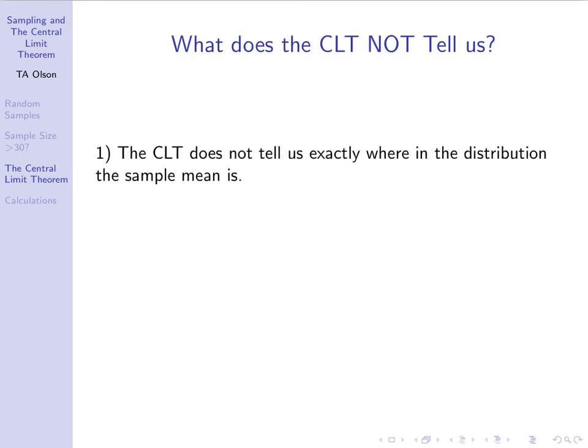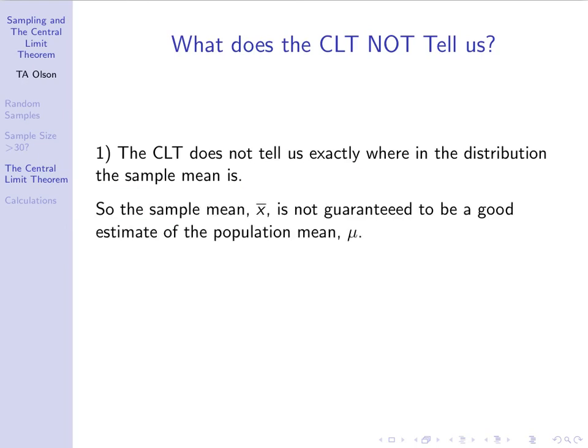Right? So the central limit theorem is powerful, but it doesn't tell us everything. If we take a sample and we get a sample mean, we don't have any idea exactly where in its distribution the sample mean is. So even in our best possible case, our sample mean is not guaranteed to be a good estimate of the population mean. It's just likely to be a good estimate. And we will talk about what can go wrong in a little bit.